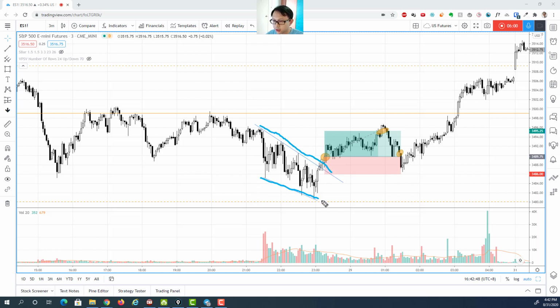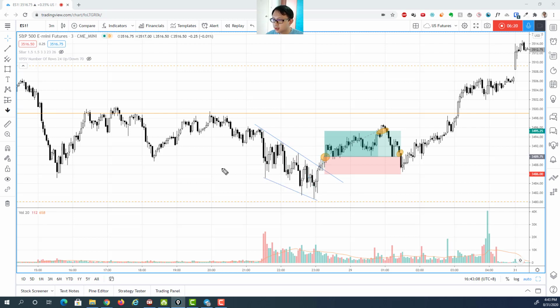So it is bullish in nature, but let's just take a look at the price action. First of all, this is the first down wave, and then another down wave, the fourth down wave. So you can see that the wave is getting a bit shorter.